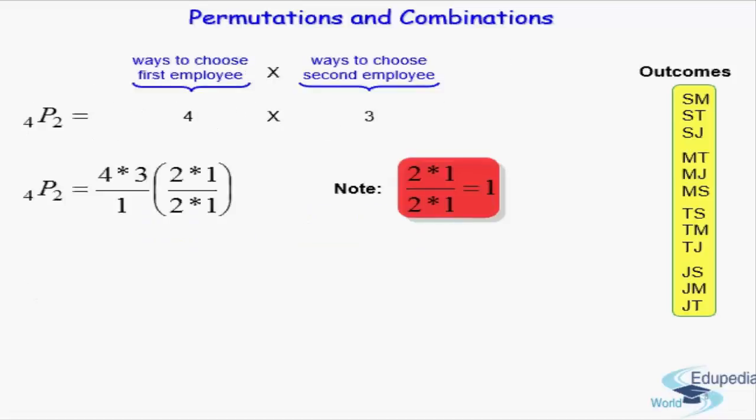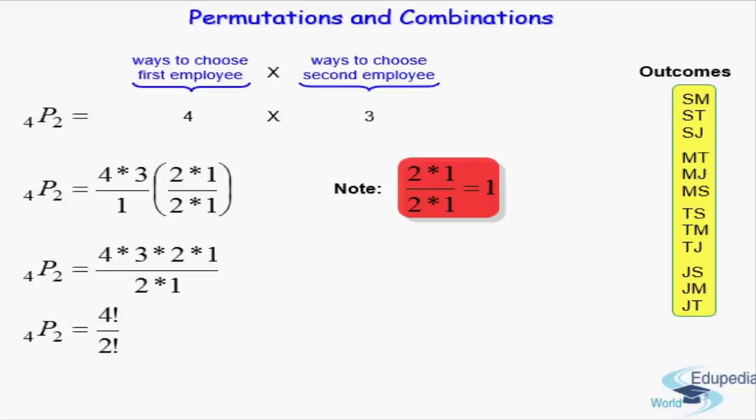So another way to do that is with the formula for permutations, which is, as you can see, 4 into 3 into 2 into 1 over 2 into 1. How did we get this? Now let me explain to you. 4P2 can be translated into this: 4 factorial over 2 factorial.